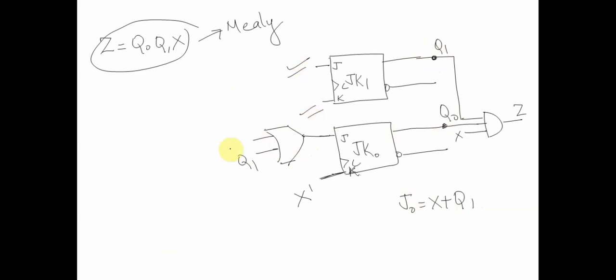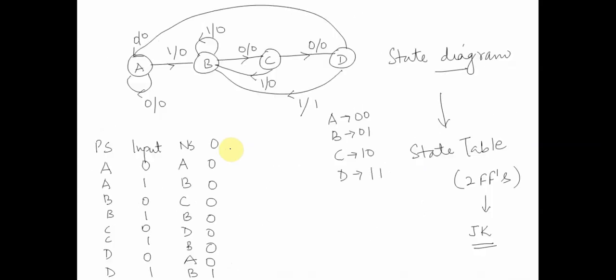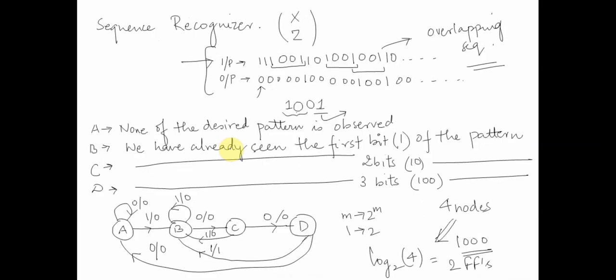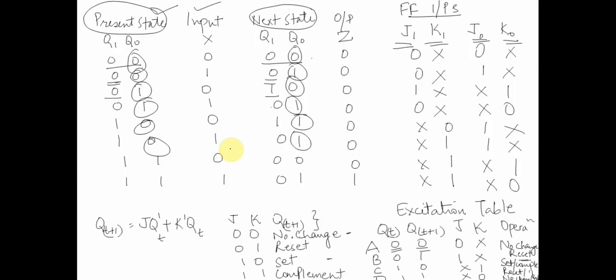Hence, this is one example of building a circuit, building a sequence recognizer, where we were able to recognize the overlapping sequence 1001. And to build a sequence recognizer, what we did was we started with a state diagram. We designated states. From there, we converted the state diagram into a state table. Everything was good. The new thing was we need to know the flip-flop inputs.